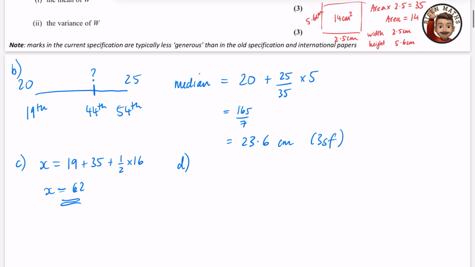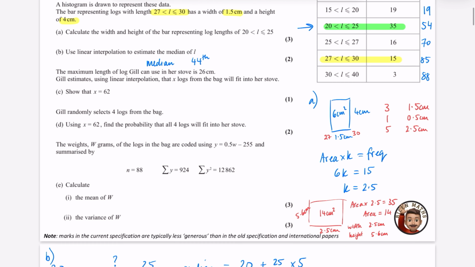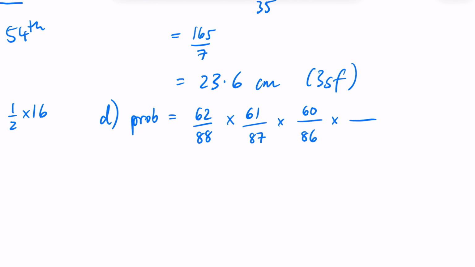You've got to think really carefully about what happens with this. We are saying that there are 62 out of 88 that will fit into the stove. So the first one is really easy. The probability that the first one is just going to fit would be 62 out of the 88. Now think carefully for what happens with the second one if we want it to fit. There are no longer 88 in the bag. There are now 87. And because she's already picked one that has fitted in, there's not 62 that will fit anymore. There's now 61. And for the third one, there'll be 86 left in the bag and only 60 of them will fit. And for the fourth one, because we want them all to fit, there are now only 85 in the bag and only 59 of them are going to be ones that would fit.